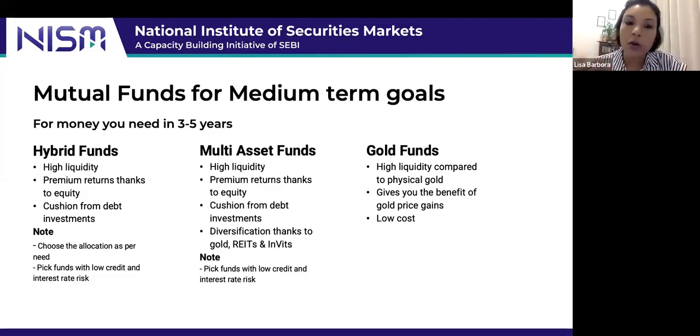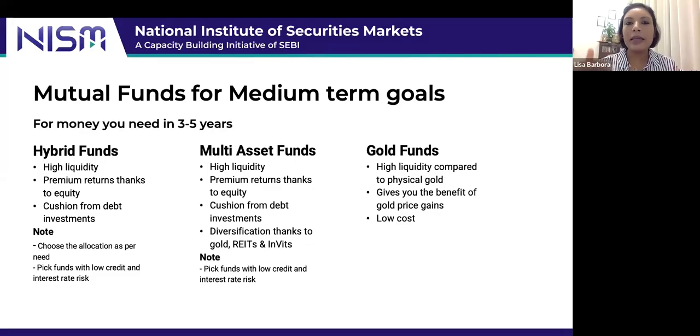Multi asset funds, along with equity and debt, combine other assets like gold, REITs, in which you have to read. Every multi asset fund will be different. You have to read the scheme information document to understand what all is included in that. But these are also a very good way to have your medium term kind of goals addressed.